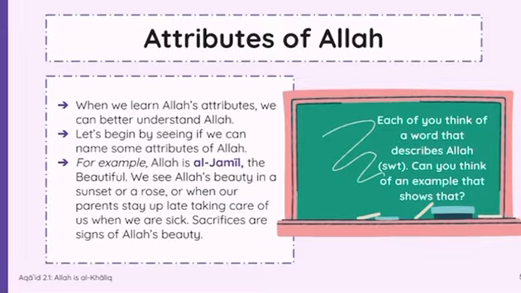For example, Allah is Al-Jamil. Allah is Al-Jamil, the beautiful. We see Allah's beauty in a sunset or in a rose, or when our parents stay up late taking care of us when we are sick. They sacrifice. So sacrifices are signs of Allah's beauty.